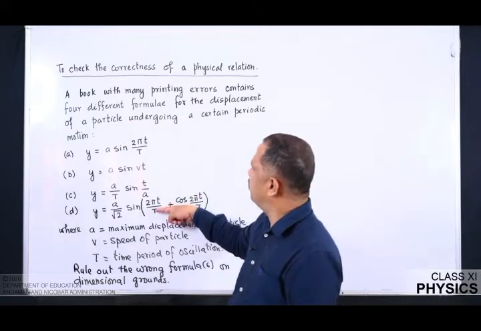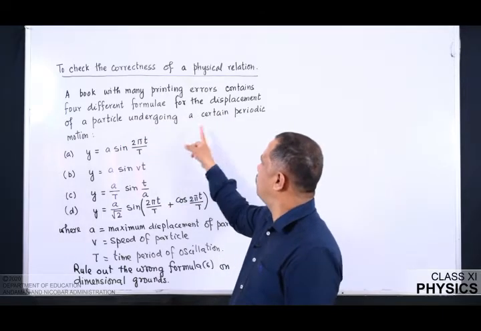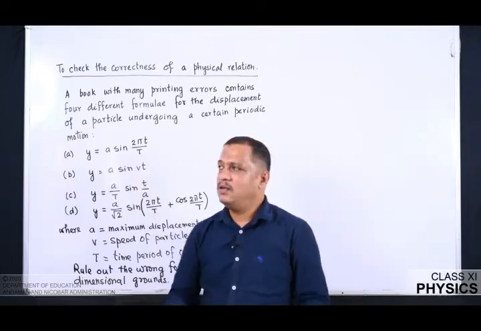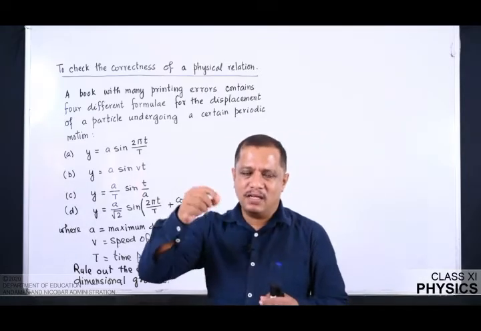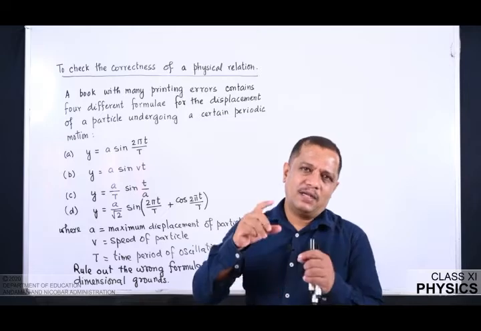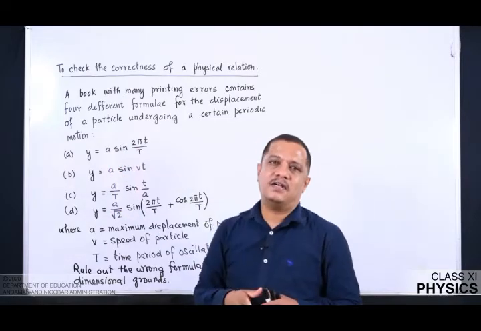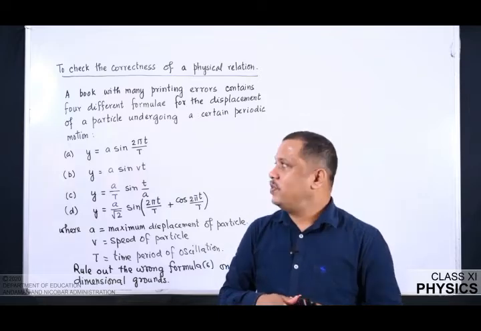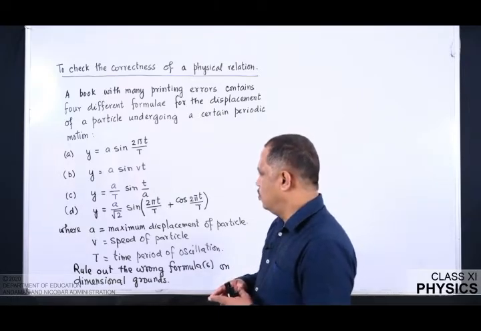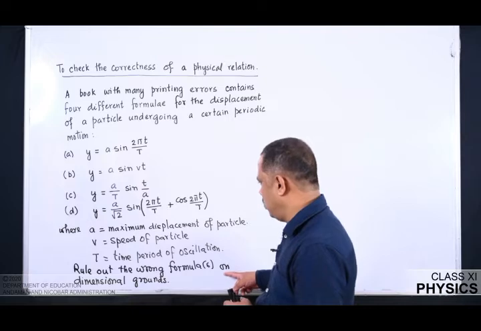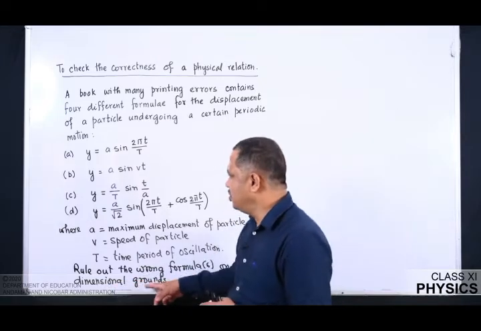So these are the 4 different formulae for the displacement of a particle undergoing a certain periodic motion. The motion is being described with the help of a physical relation. These 4 are the physical relations. Now, we are asked to rule out the wrong formulae on dimensional grounds.